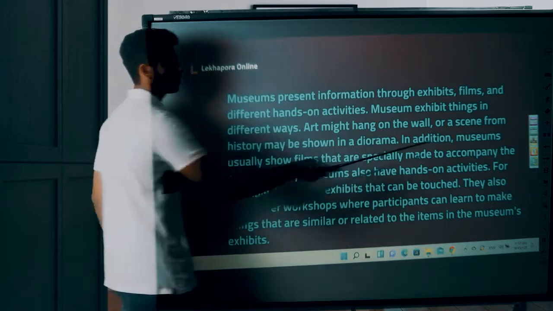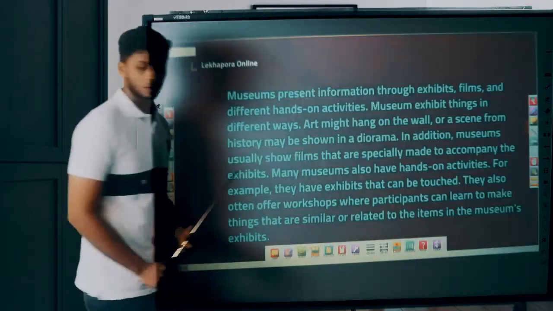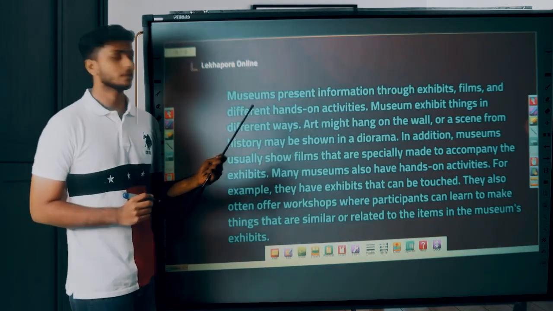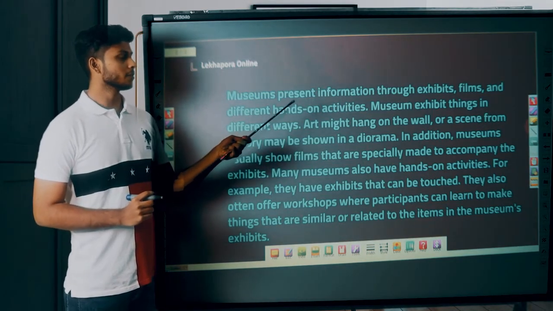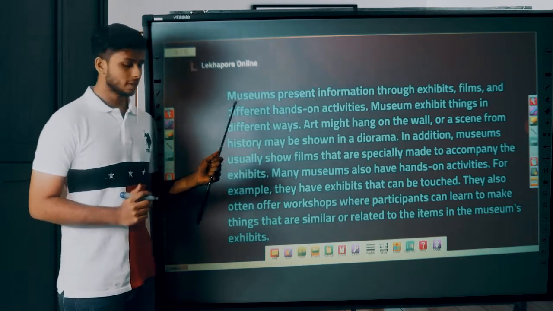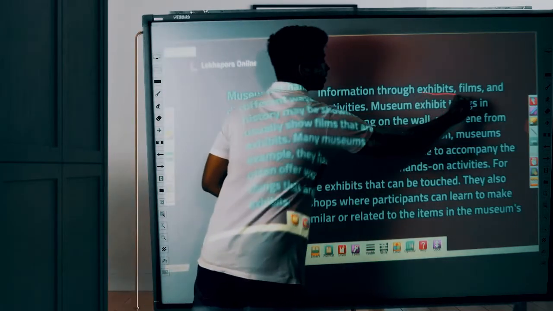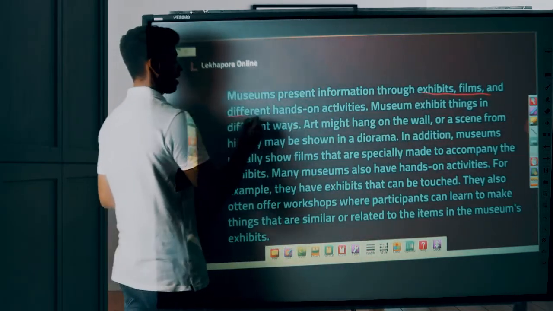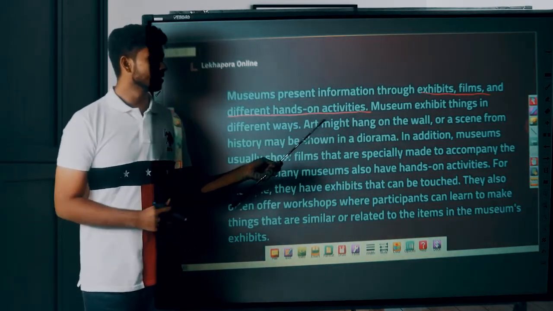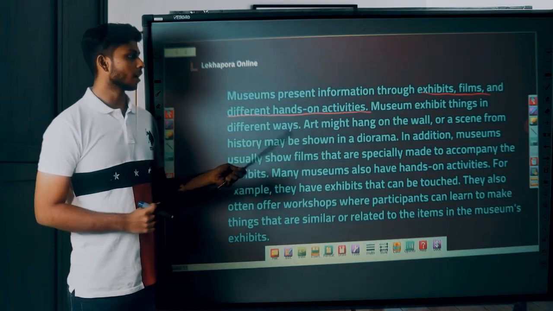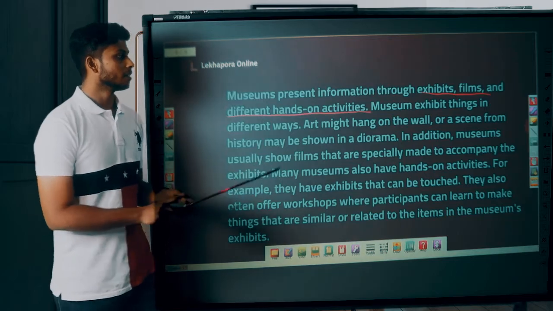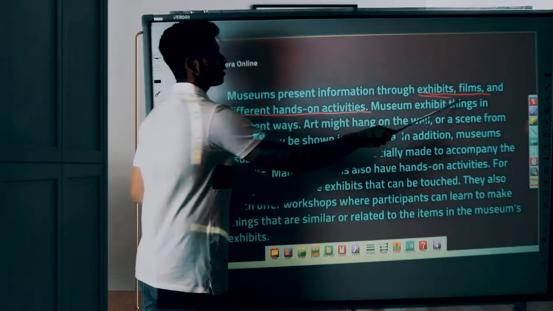So let me show you how you can describe this type of question. Here, in the first line, you can see museums present information through exhibits, films, and different hands-on activities. So this is the general idea. Exhibits, films, and different hands-on activities, this is the main point. Then it says museums exhibit things in different ways. Art might hang on the wall, or a scene from history may be shown in a diorama. So here, exhibit things is the first supporting detail.